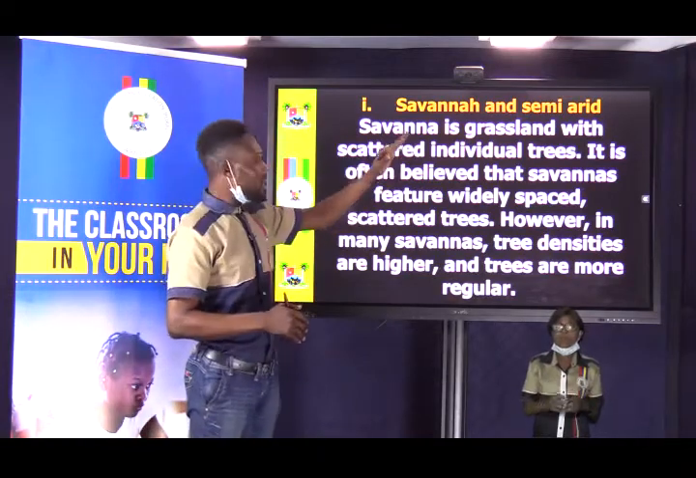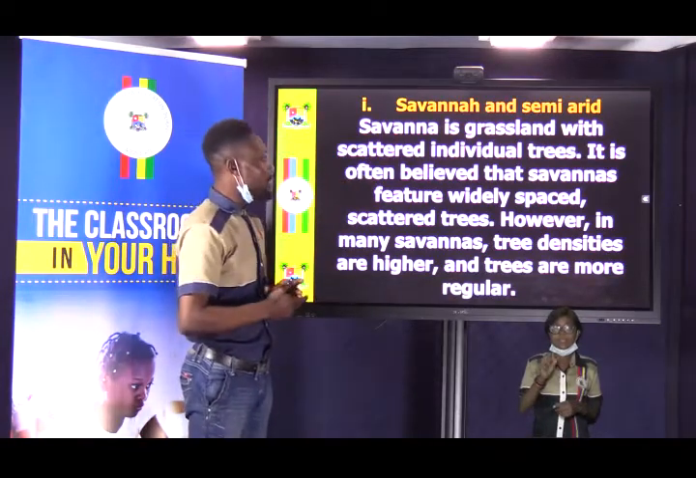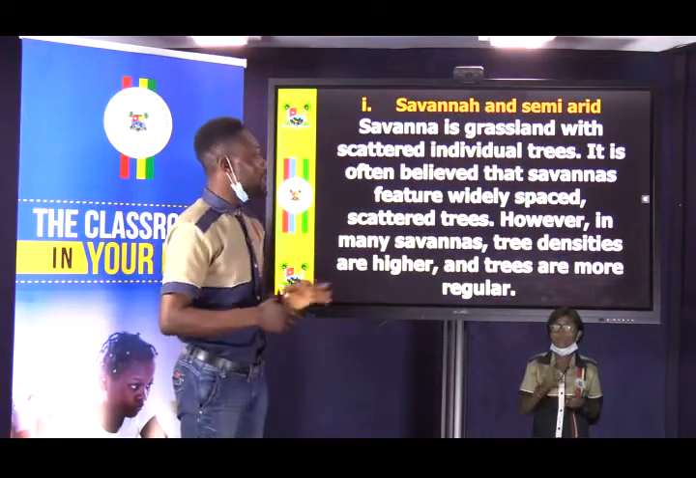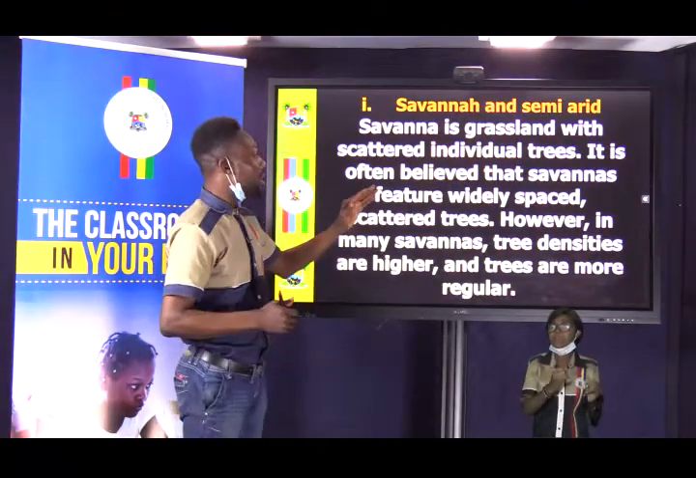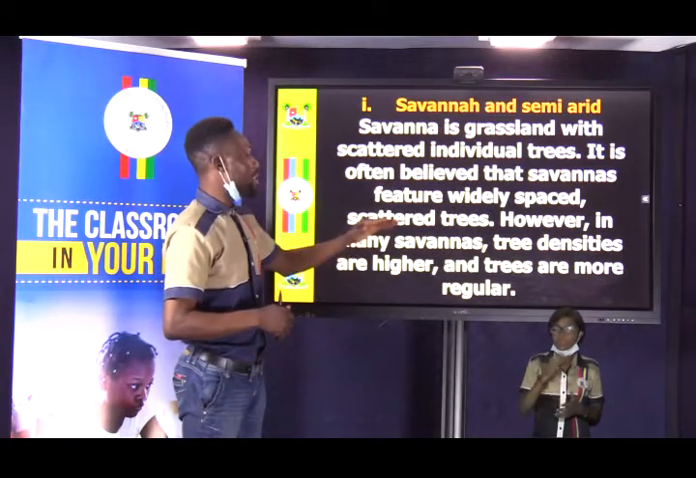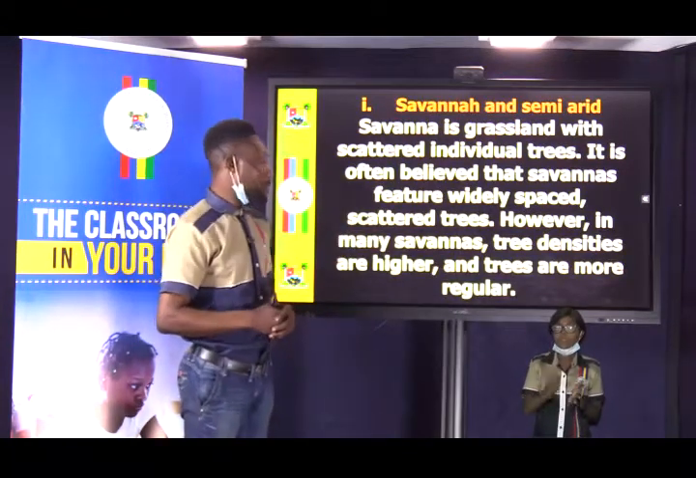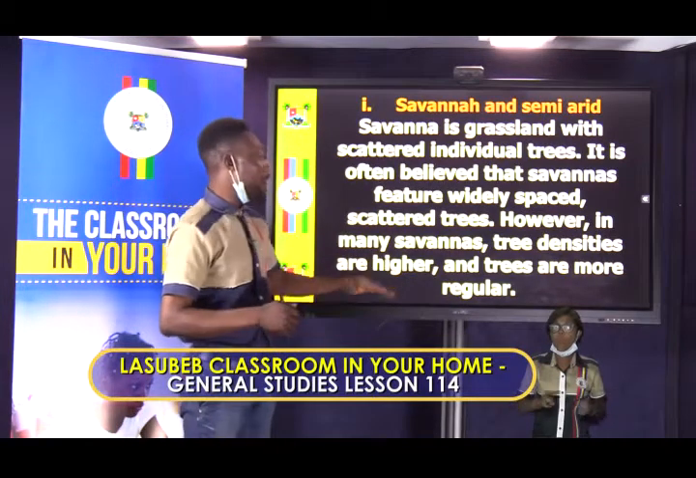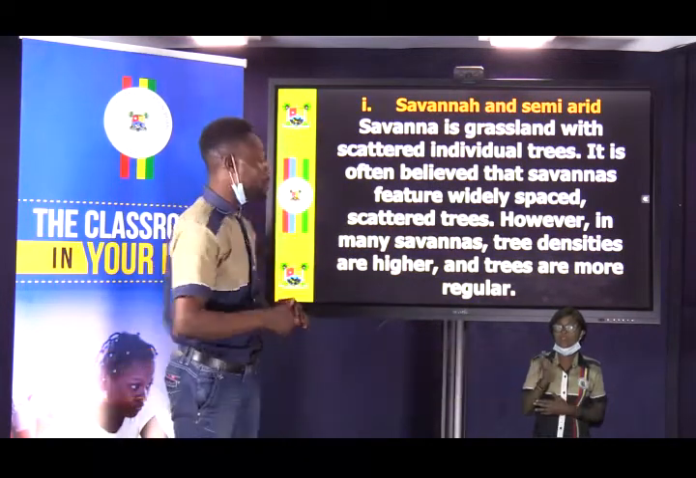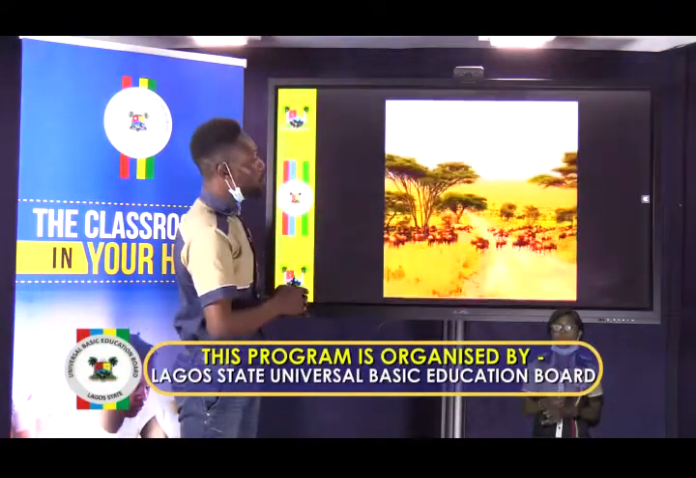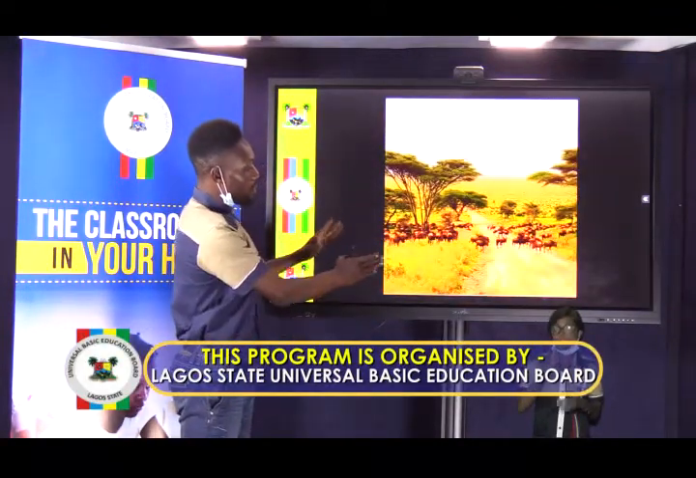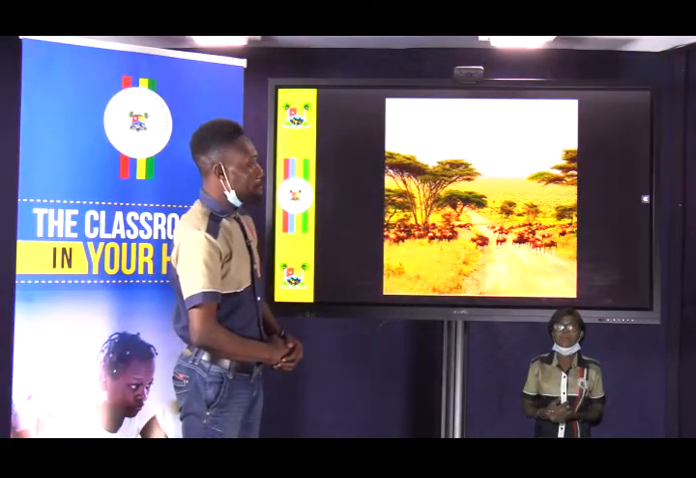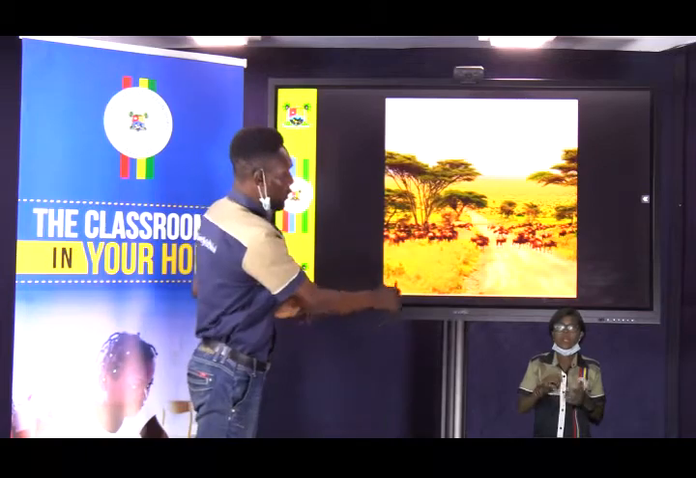Savanna is grassland with scattered individual trees. It is often believed that savannas feature widely spaced scattered trees. However, in many savannas, tree densities are higher and trees are more regular. Let's look at what I'm talking about. This is just an example of savanna, like what I've just said now.